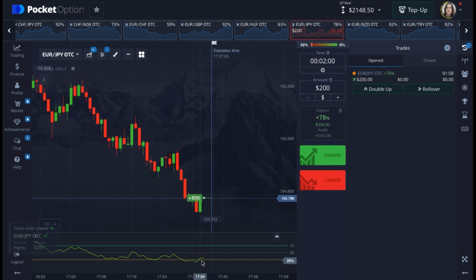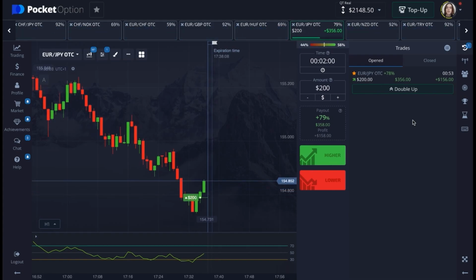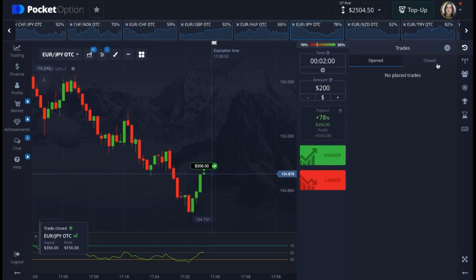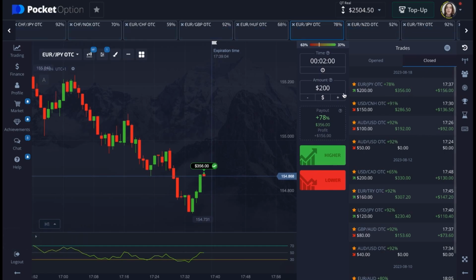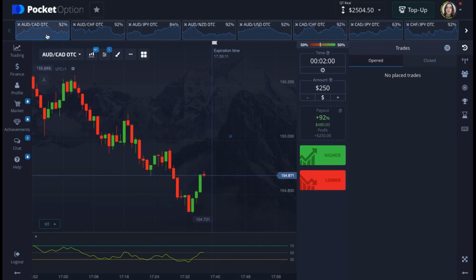So, here I see a full-fledged intersection of the oversold zone, which allowed me to open a deal for an increase. Now we are waiting for the end of this transaction. Great! Another one of our deals has gone into the plus. I will raise the next transaction from $100 to $250. We look further.